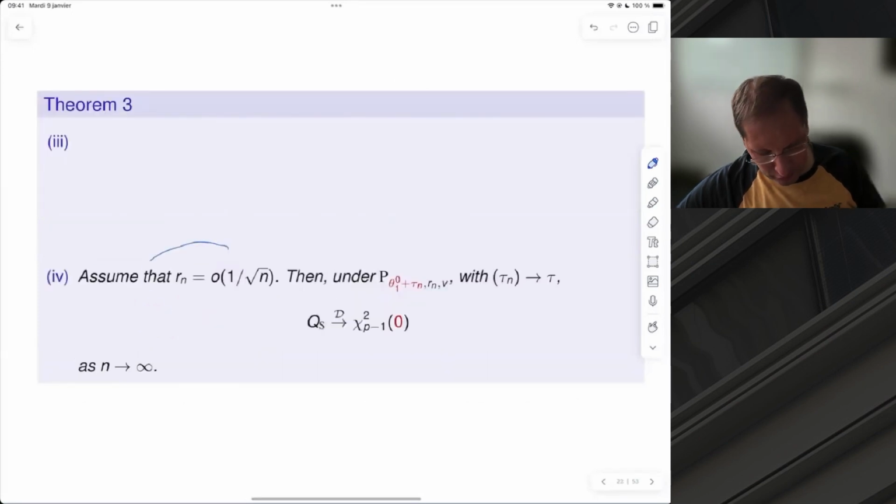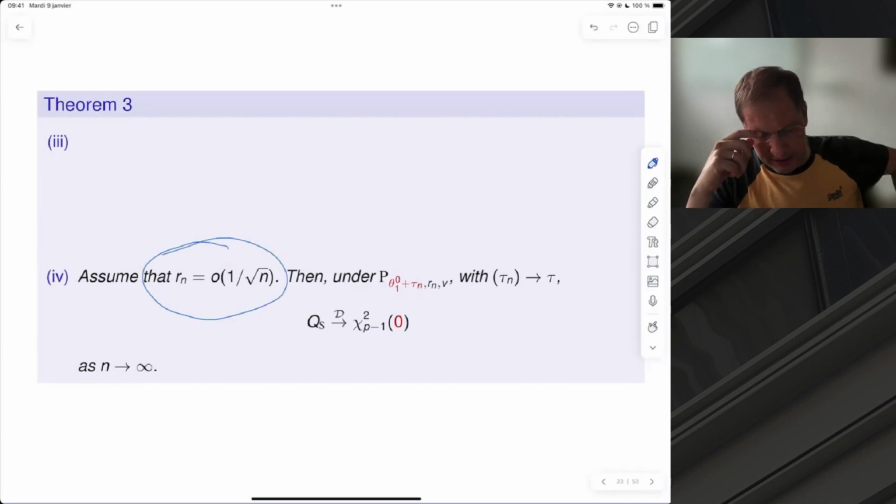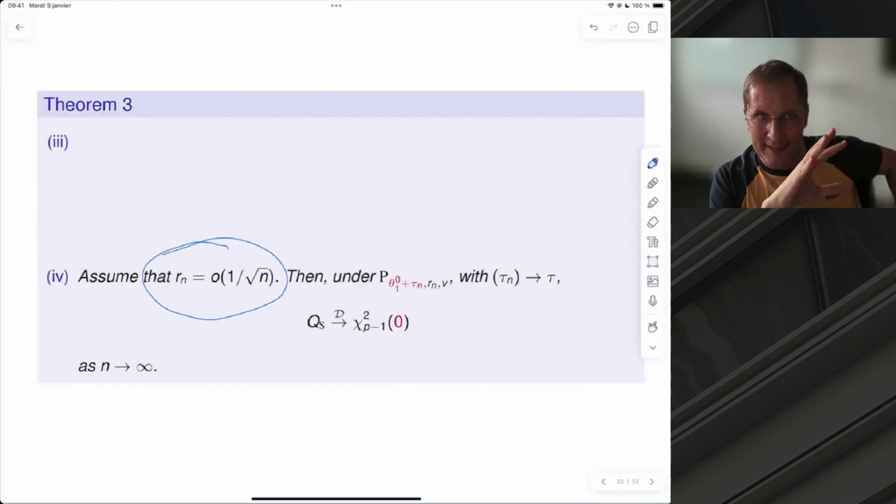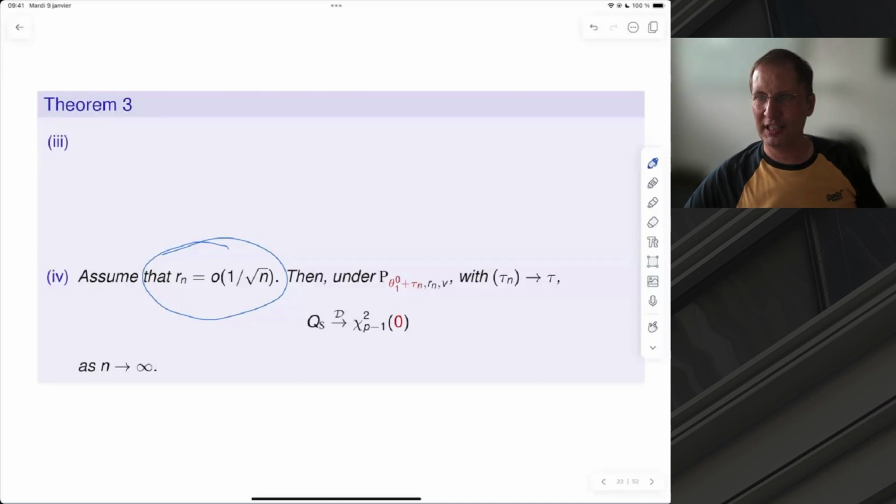Well, if they get close to each other really fast, faster than this 1 divided by root n rate, then this central chi-square p minus 1 distribution that we had under the null will remain the central chi-square p minus 1 under the alternative, right? That means, well, no power then, right? I mean, if the asymptotic distribution is the same under the alternative and under the null, that means no power. So power alpha, power that will coincide with the nominal level.